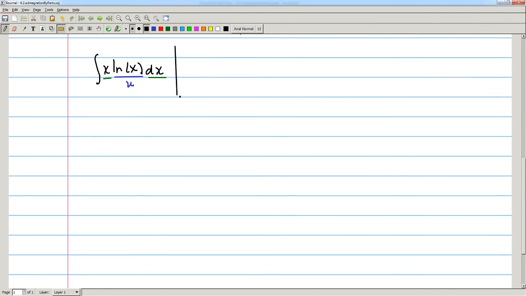And so we note that u is the natural log, while dv is x times dx. So let's calculate the derivative of u. So we get du equal 1 over x times dx. And let's integrate dv and get that v is x squared over 2.